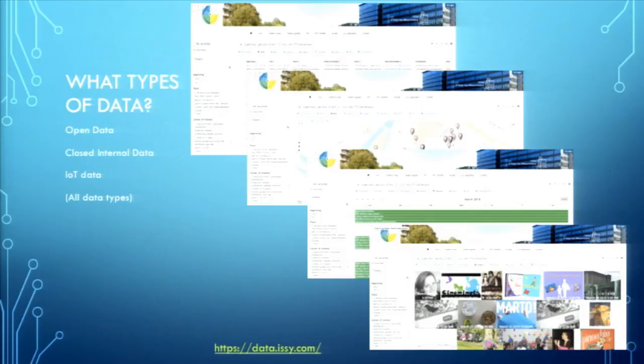What types of data do we put all in one place? Well, your open data and your closed internal data. Now for the cities, they can look at the open data against the data that can't be open. IoT data, so your streaming data, and all data types. Here we're showing tabular data or time series data, geospatial data, calendar data, and image data. So put it all in one place.